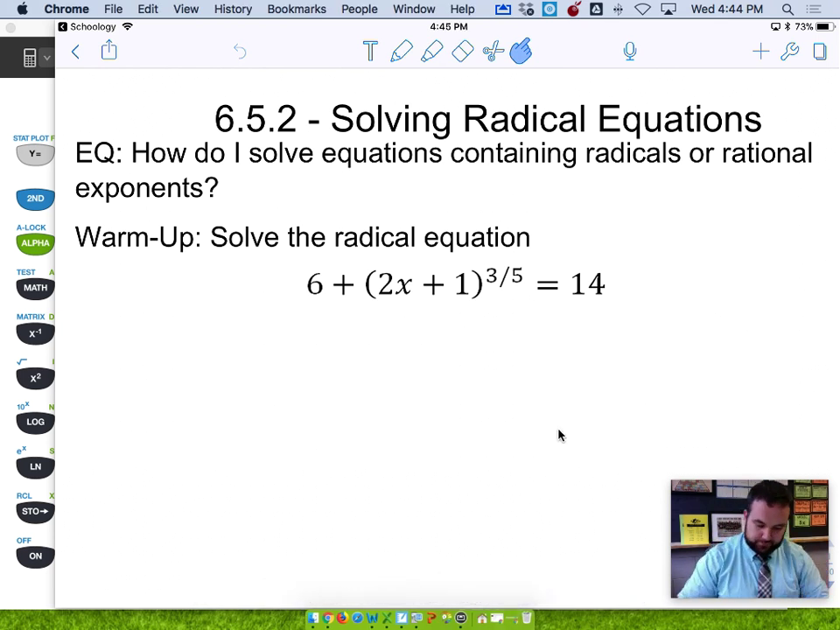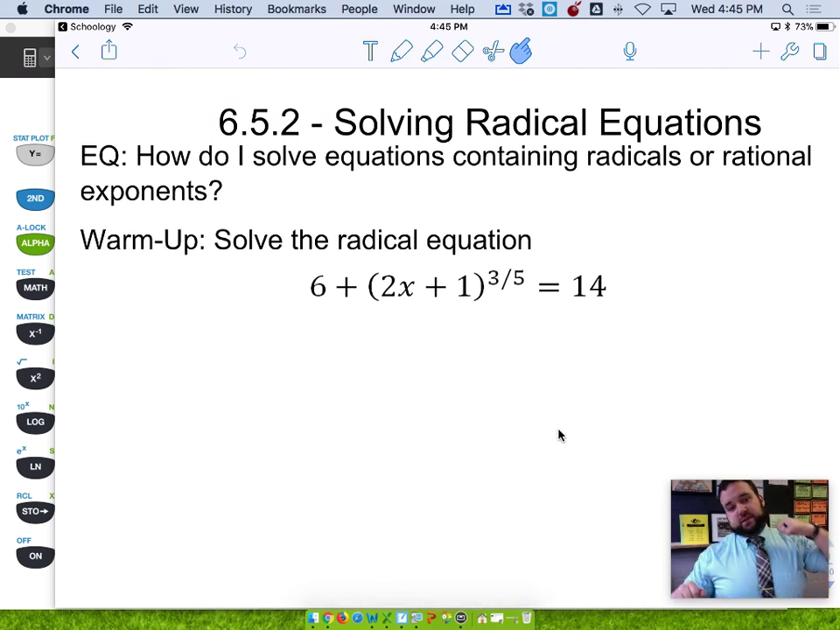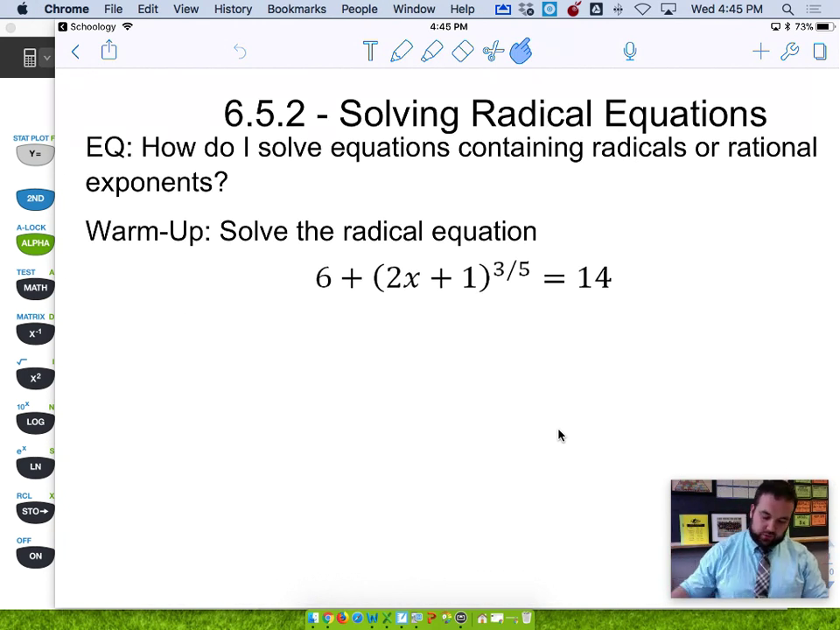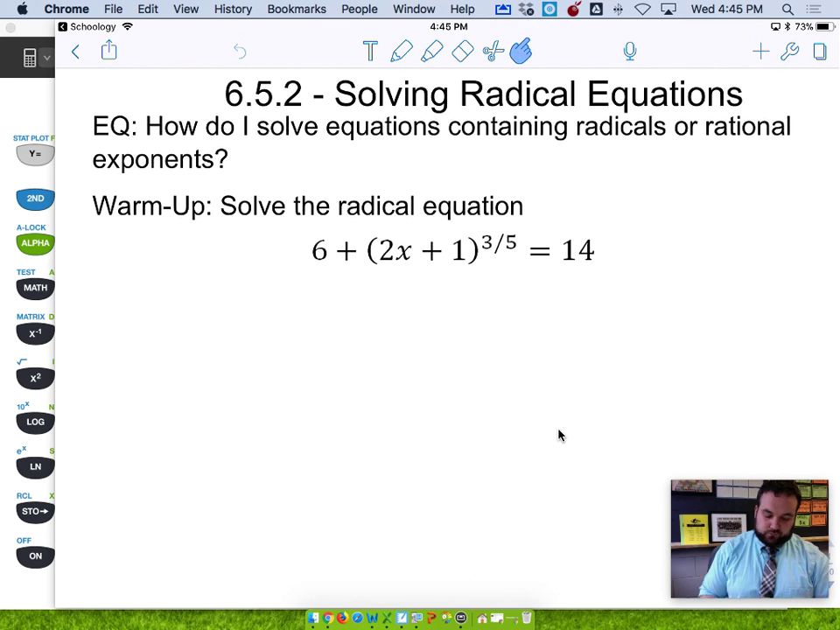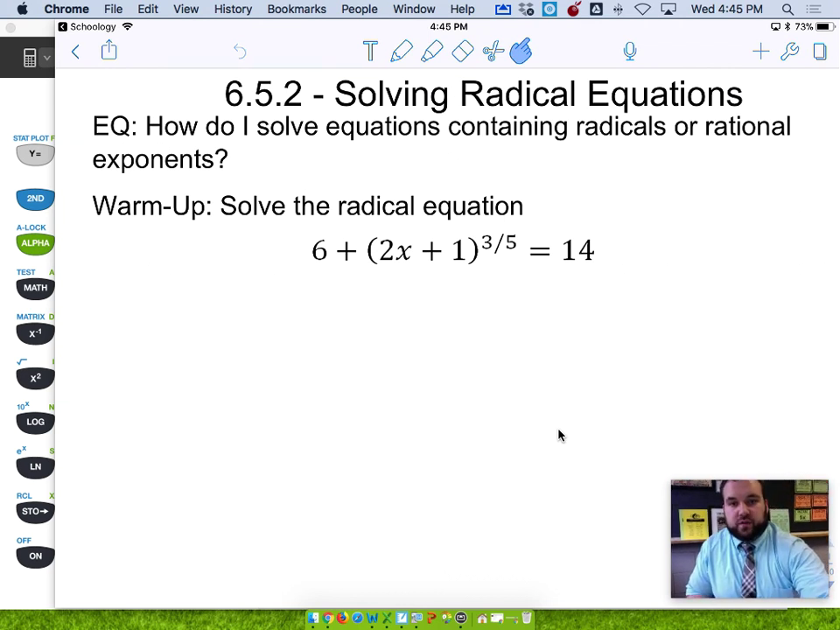All right, let's do this. So this is day 2 of 6.5, which is solving radical equations. Similar to what we did yesterday, today is going to take a little bit of a step up in difficulty, though. Our EQ is still how do I solve equations containing radicals or rational exponents. Again, rational exponent just meaning it's a fraction.